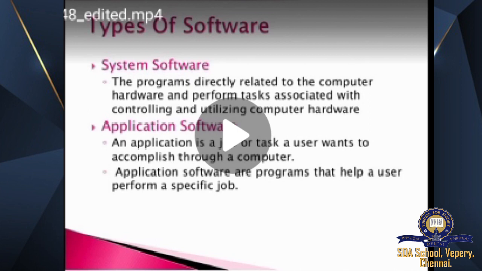The programs directly related to the computer hardware perform tasks associated with controlling and utilizing computer hardware. These are programs written in machine language code, like 0s and 1s, by the computer manufacturers. These programs are used to control the performance of the computer system and remain in the computer's memory as long as the system is on. For example, utilities and operating system. These two are very important for system software.